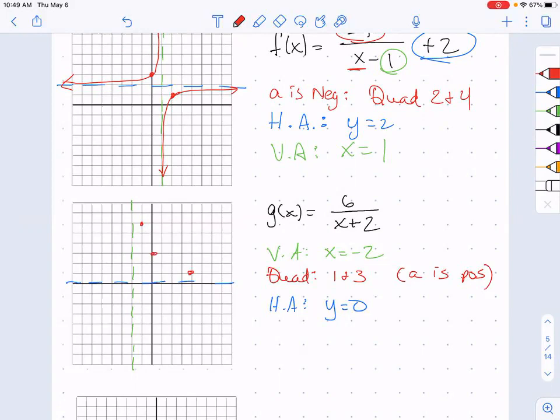Is that enough to get a good idea of what this graph looks like? So we're going to go up towards the horizontal asymptote and down towards, up towards the vertical, down towards the horizontal. What's different about the shape of this one as opposed to the one above?